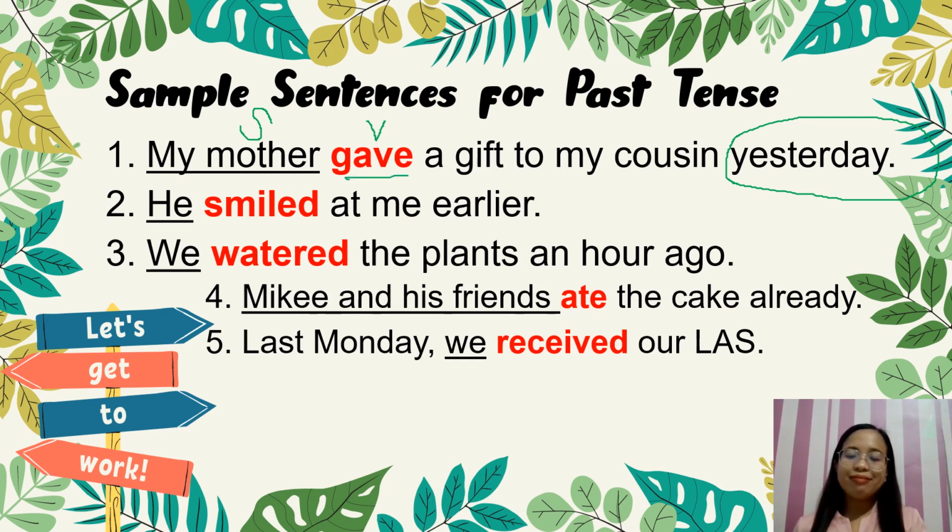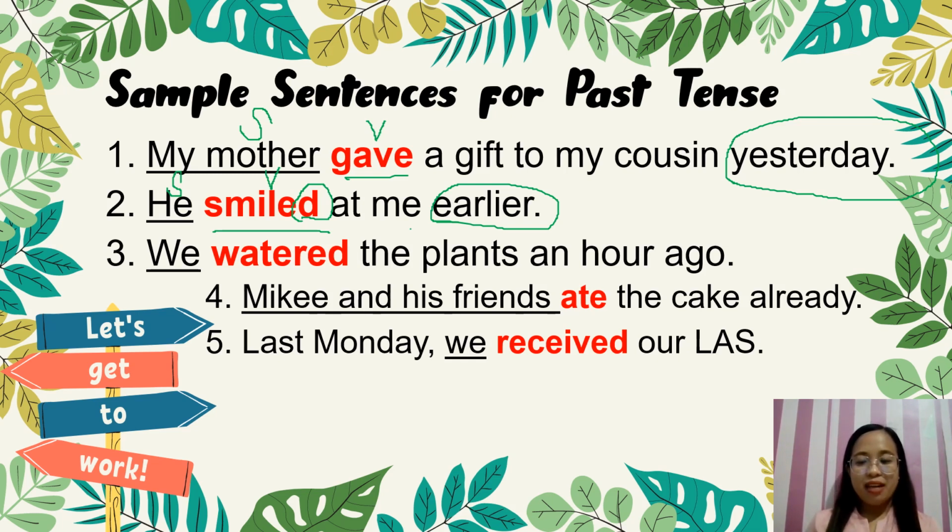Okay? Alright, number 2. He smiled at me earlier. Okay, what's the subject? Yes, the pronoun he. And the verb is smiled. So, earlier, ibig sabihin, tapos na, kani-kanina lang. So, dapat smiled, past tense na. So, there we just add the letter D. Okay? That is already in the past form.